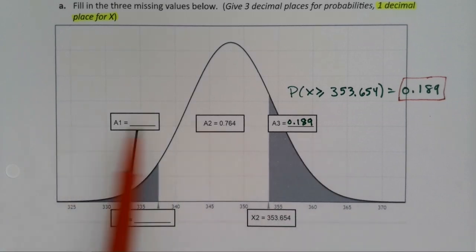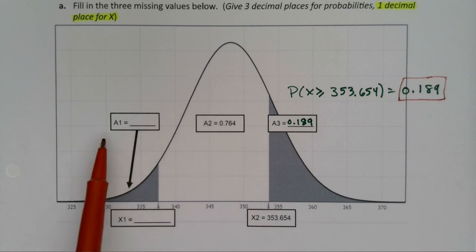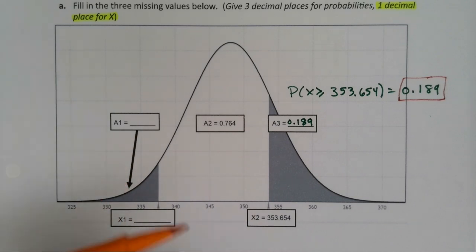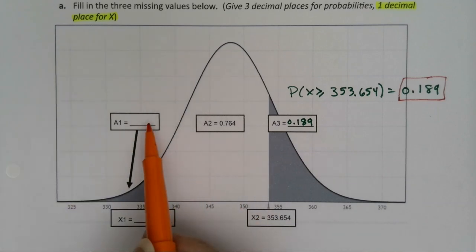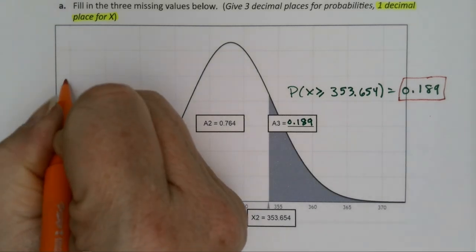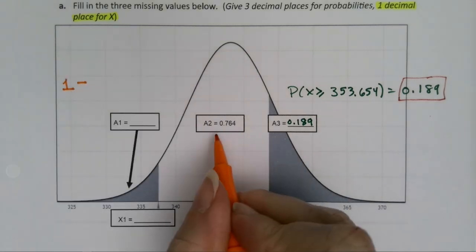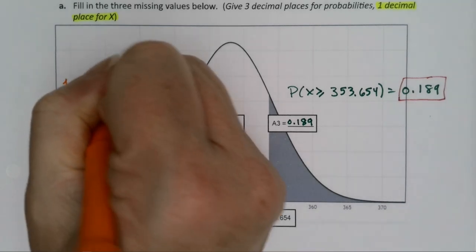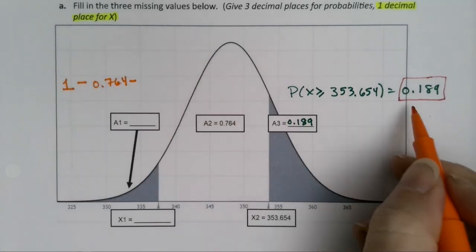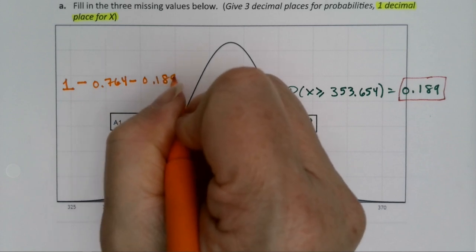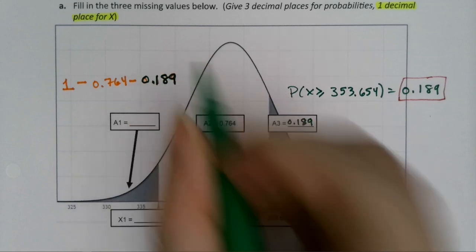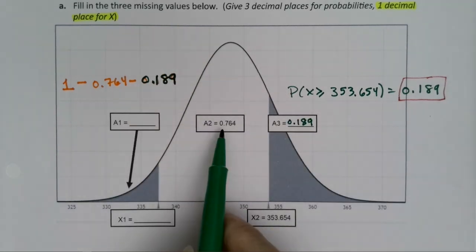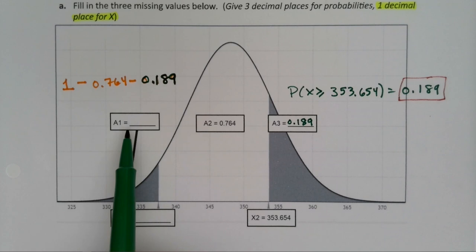All right, so now we know this area and this area. But remember, the three areas add up to 1. So we know this left tail area has to be 1 take away 0.764, also take away 0.189, this green one that we just found. If we take away the new one we found plus the other one, we'll have what this tail is, because all three of these areas add up to 1.